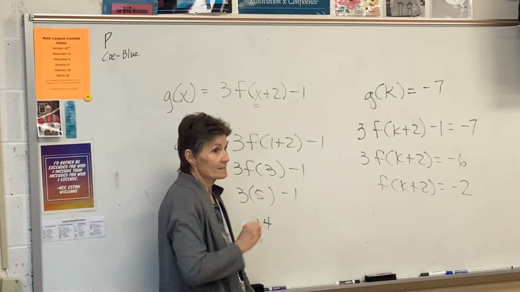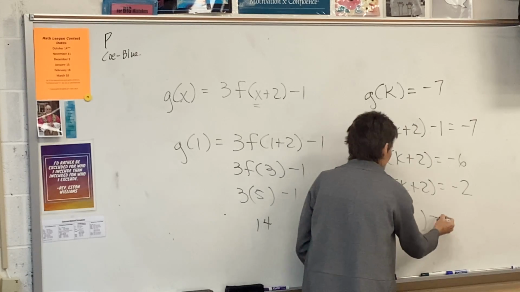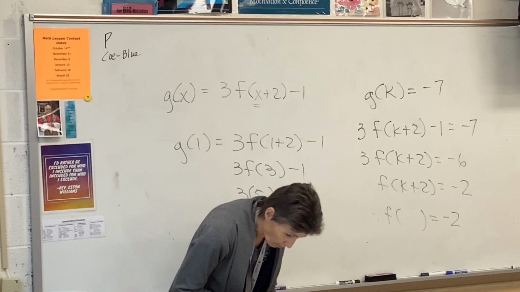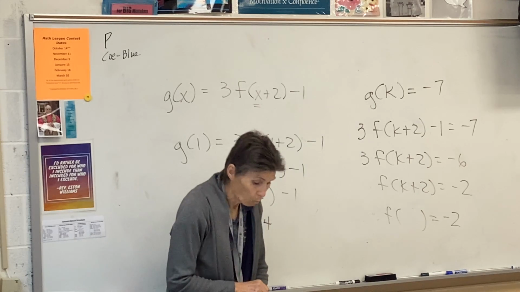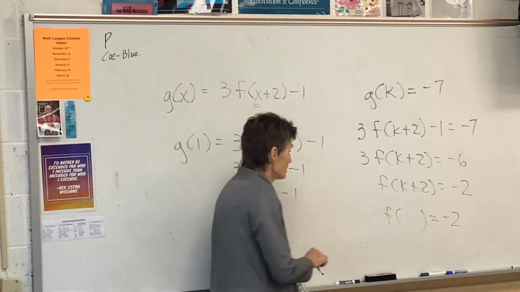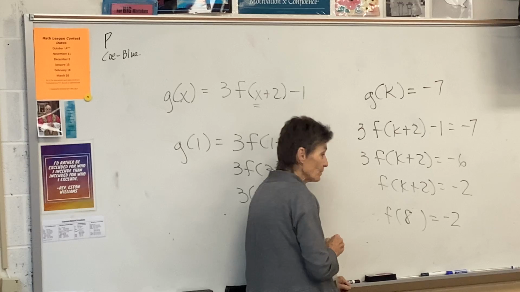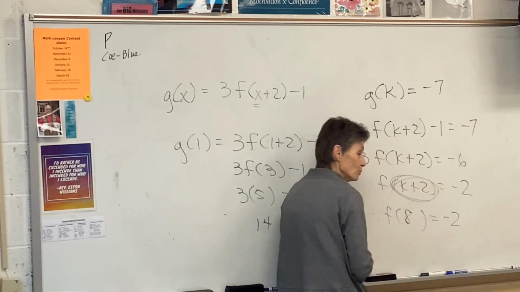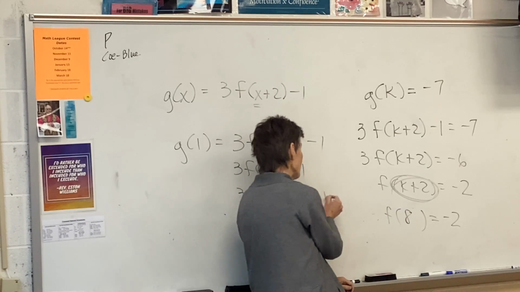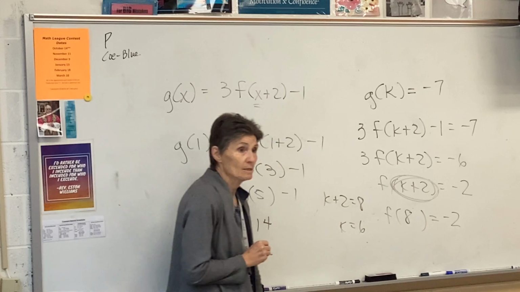Now, what does this say? This says F of something is -2. So let's look at our chart. F of what is -2? 8. So this has to be 8. F of 8 is -2. So K plus 2 has to be 8. Would you agree with that? And if K plus 2 has to be 8, then K has to be 6.